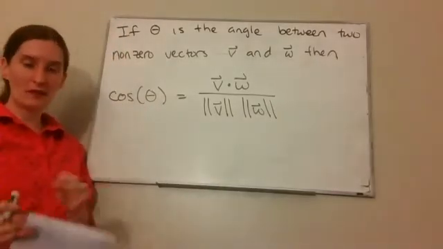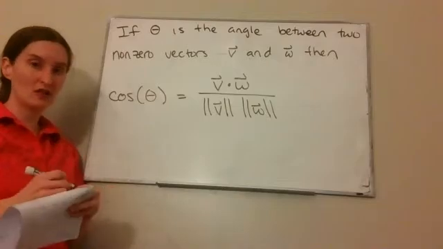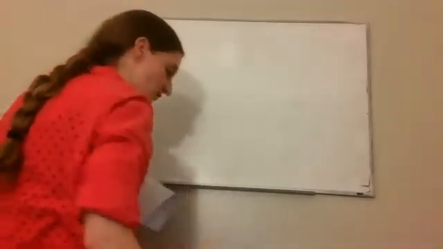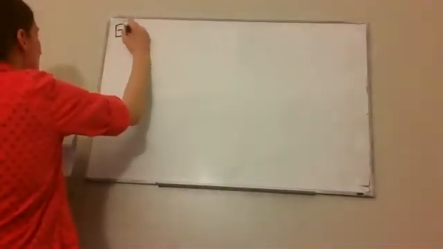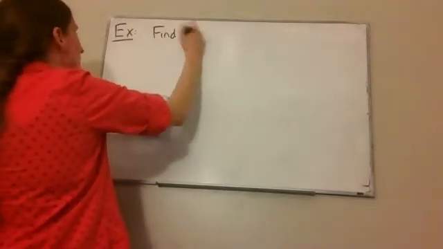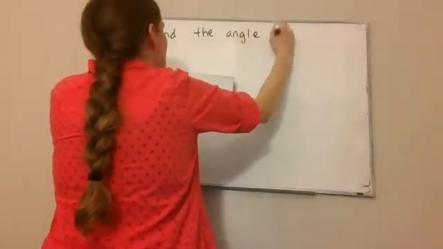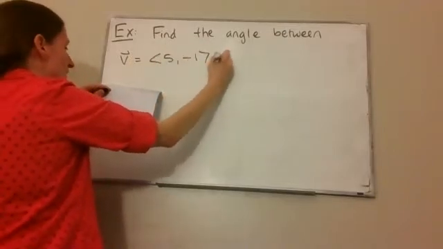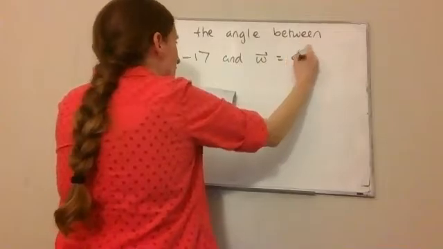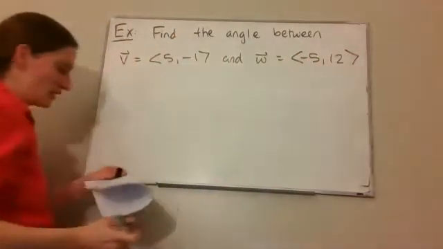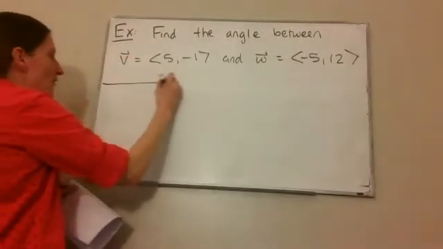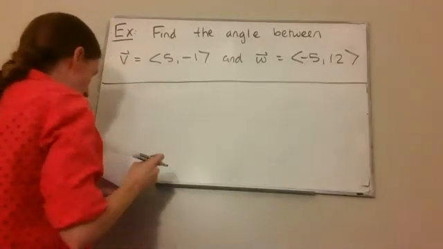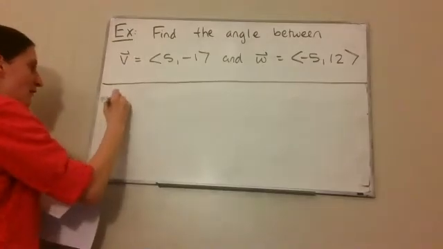So let's do an example where we use this relationship to determine the angle between two vectors. Find the angle between vector v, which is ⟨5, -1⟩, and vector w, which is ⟨-5, 12⟩. And we're going to round to the nearest tenth of a degree. Well, if I'm going to use that formula, that cosine of theta is v dot w over the product of the magnitudes, I'm going to need to find v dot w, and I'm going to need to find the magnitudes.